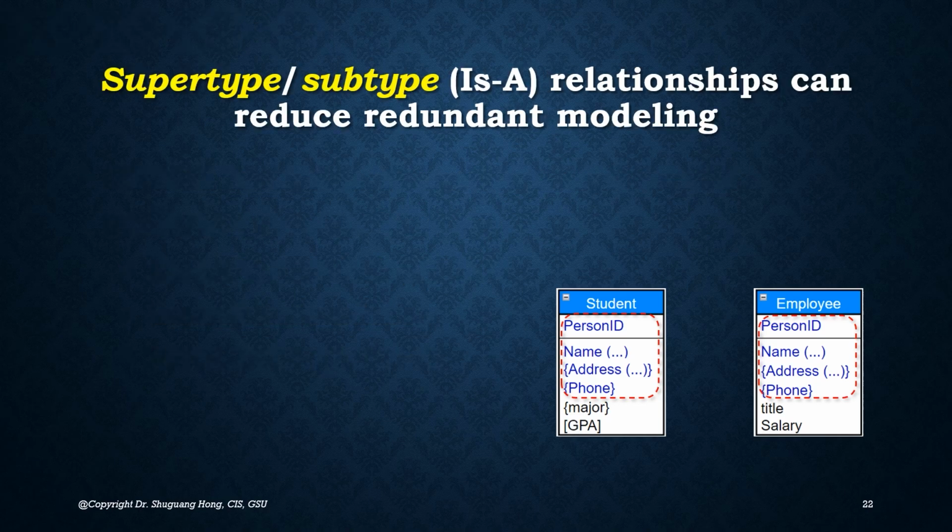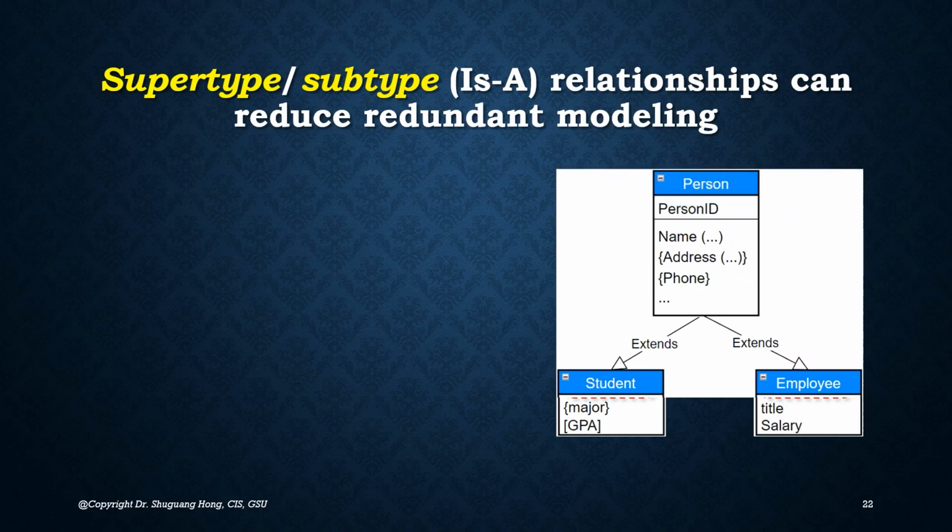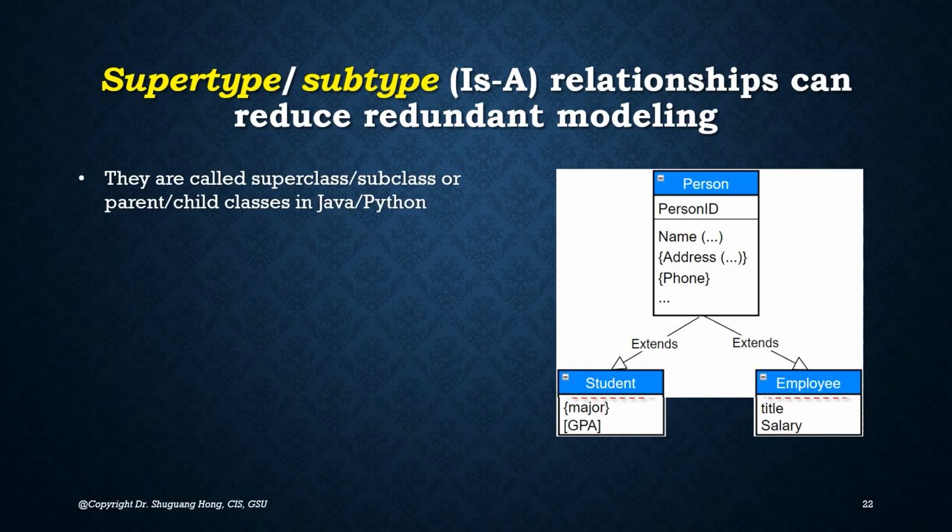The supertype/subtype (ISA) relationships can reduce redundant modeling. It is an object-oriented programming concept applied to ER modeling to reduce redundant modeling. It is a very useful technique that can help us manage complex ER models. The concept of supertype/subtype, or ISA, relationship is called superclass/subclass or parent/child class in object-oriented programming languages like Java or Python. This concept introduced several concepts.